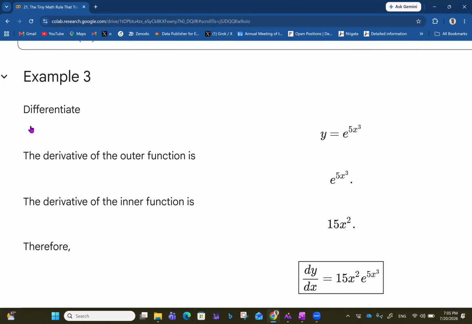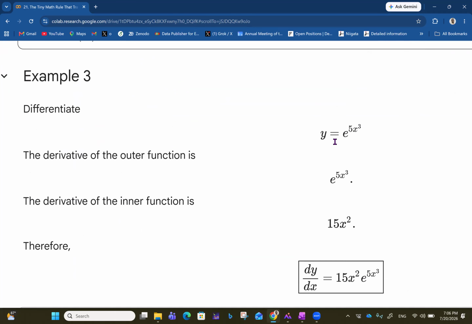Example 3. Differentiate y equals e raised by 5x cubed. The derivative of the outer function: imagine 5x cubed is a function on its own. If you differentiate e raised by u, you get e raised by u, same thing remains. Then the derivative of the inner function: if you differentiate 5x cubed, you get 15x squared. So if you put everything together, dy dx will be 15x squared e raised by 5x cubed.